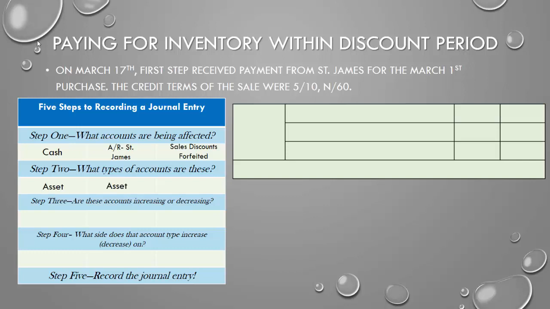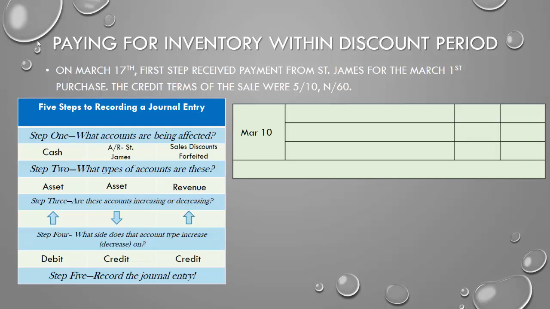Cash and AR are assets. Sales discounts forfeited is a revenue account. It's just a variation on sales revenue. Are they increasing or decreasing? Well, we're getting the cash, so that's going up. They're paying off their debt to us, so their receivable is going down. Sales discounts forfeited tracks how much discount our customers gave up by not paying within the discount period. Well, now there's even more discounts that were forfeited during the period, so this has to be going up as well. Assets go up with a debit and down with a credit, and revenues go up with a credit.